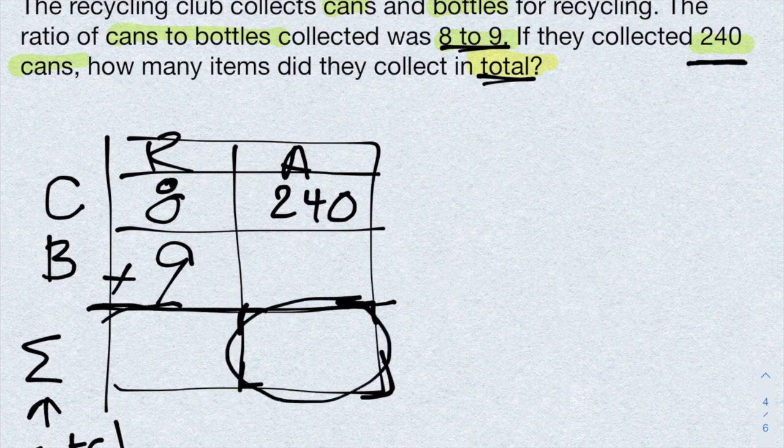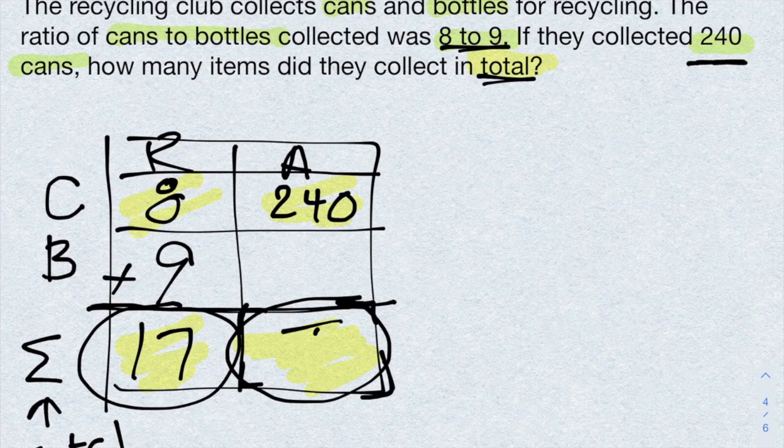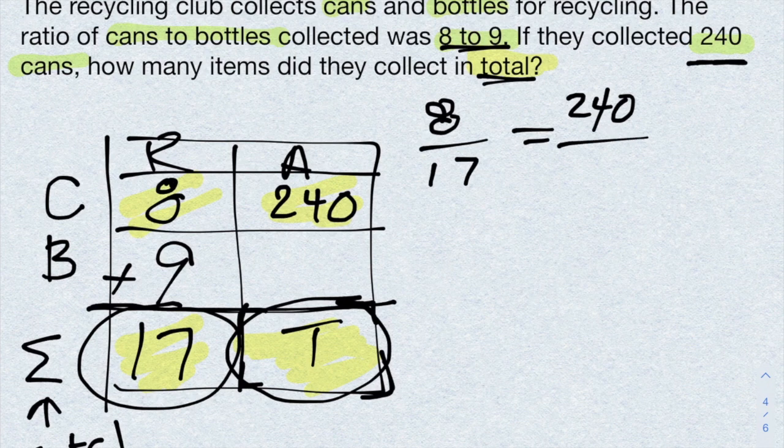Can I figure out this total first, though? Well, yeah, because 8 plus 9 is 17. Now I have two numbers I can work with to make fractions. So my 8 and my 17 and my 240 and the number I don't know. So I'm going to say my total is t, and I'm going to make these into fractions. Okay, and I'm not caring right now about that line. Okay, I don't care about him right now. Wow, that's a really sad t.